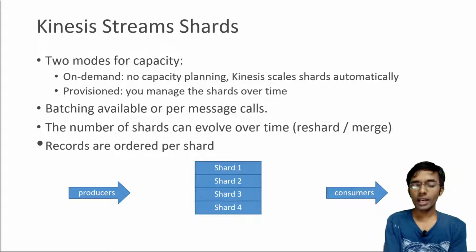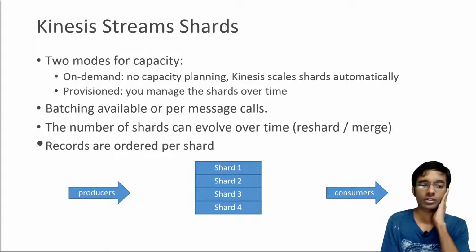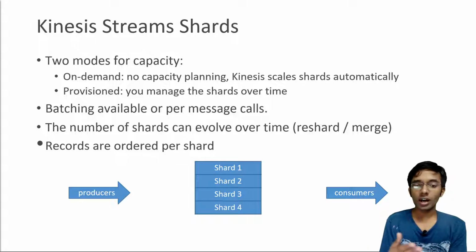So we have two capacity modes for Kinesis streams. The first one is on demand. That means you don't have to do any sort of capacity planning, and Kinesis will scale the number of shards automatically based on your throughput requirements. And the other one is provisioned, in which you have to manage the number of shards over time. This was the original mode that was provided with Kinesis.